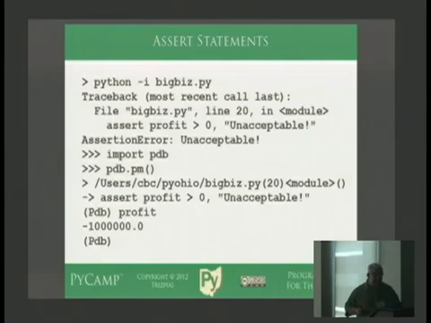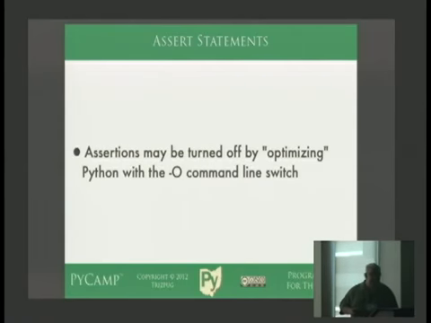Alrighty, so assertions, it turns out, can be turned off by optimizing Python with the -O command line switch.